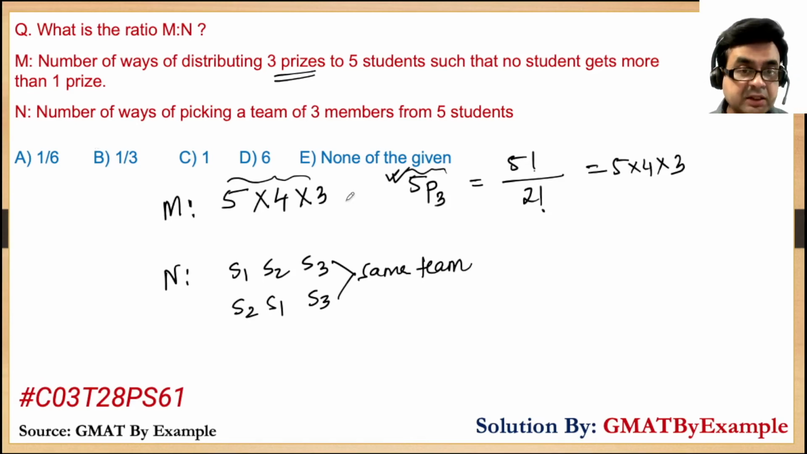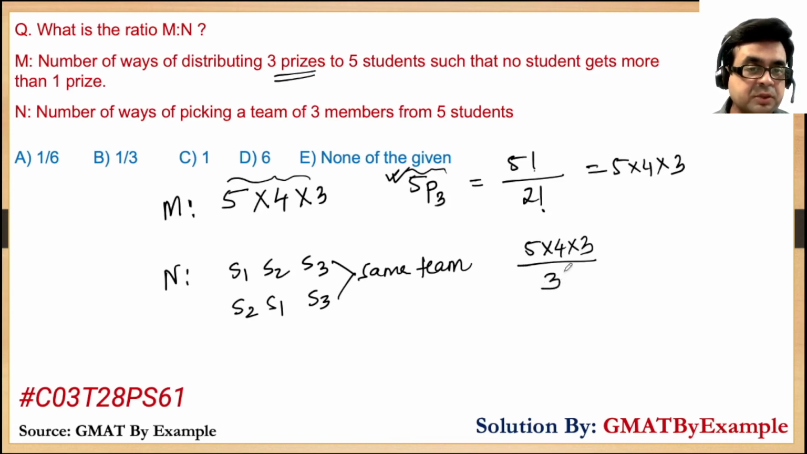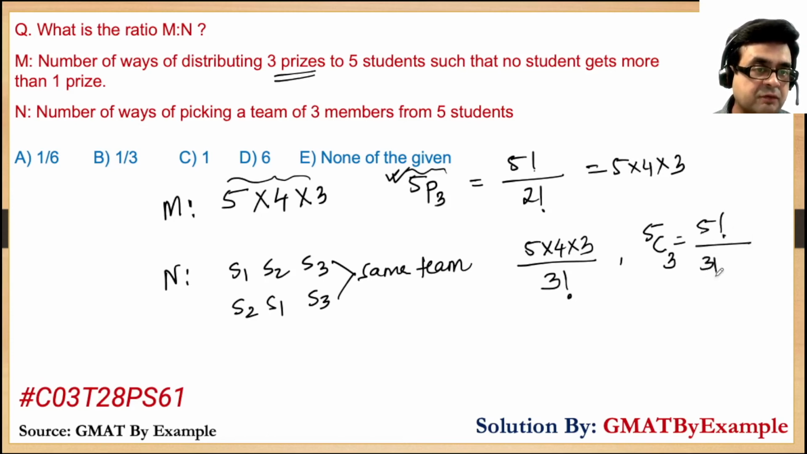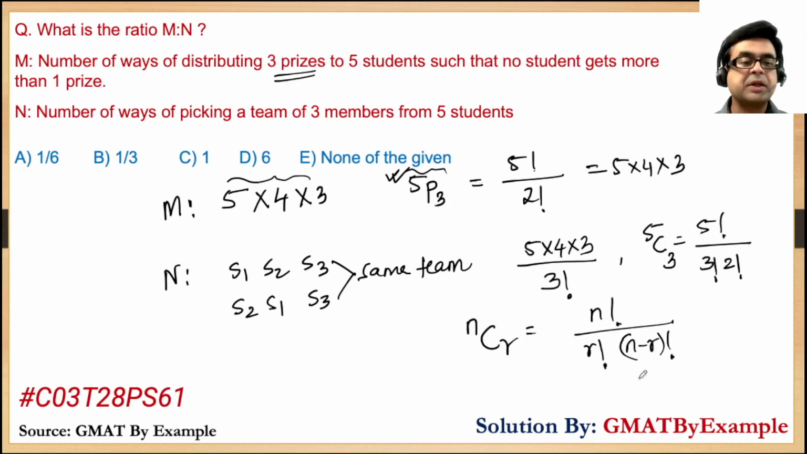We can take the counting method, 5 multiplied by 4 multiplied by 3, divided by the number of possible arrangements between 3 people, which is 3 factorial. Or we can write it as 5C3, which is nothing but 5 factorial divided by 3 factorial multiplied by 2 factorial, nCr = n! / (r! (n minus r)!). Both of these are the same.